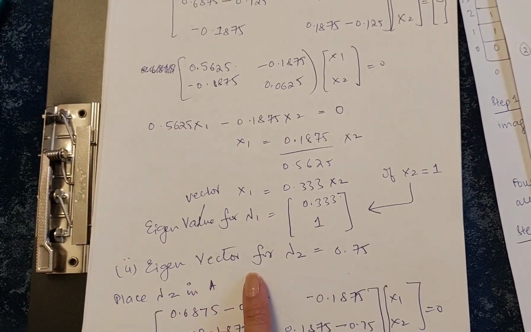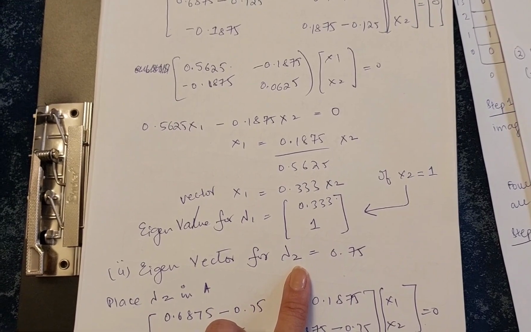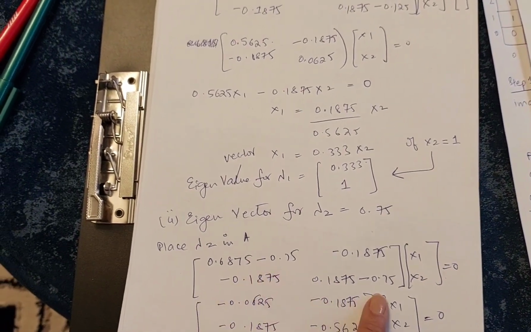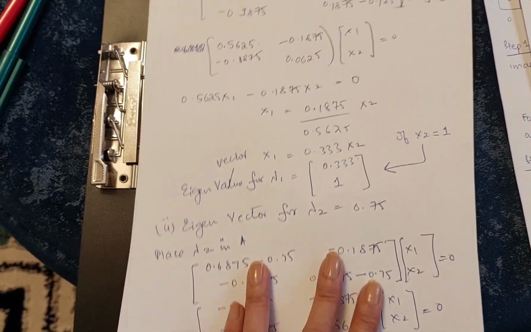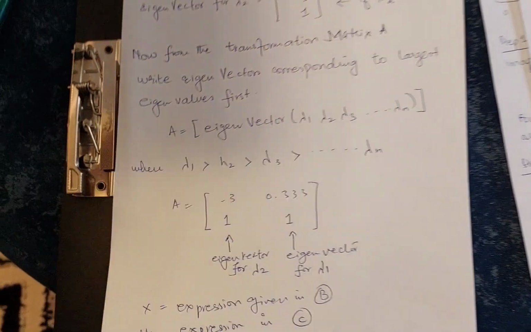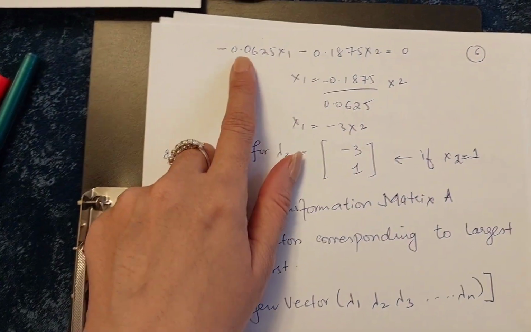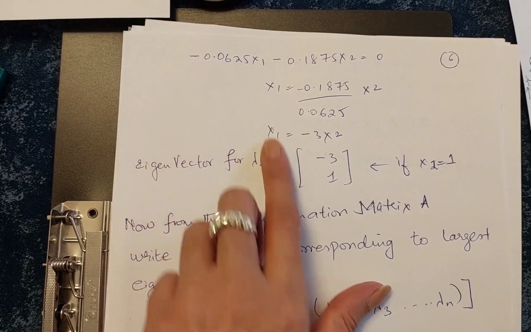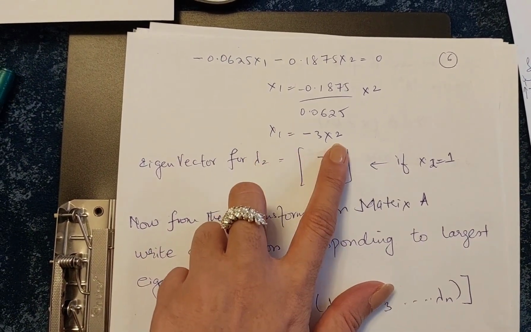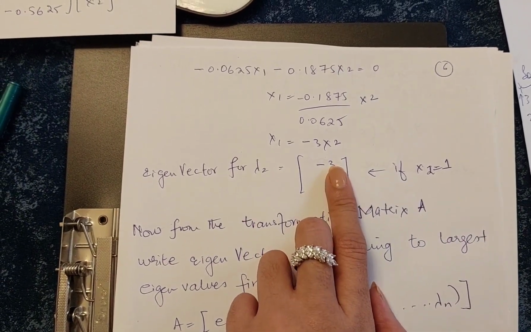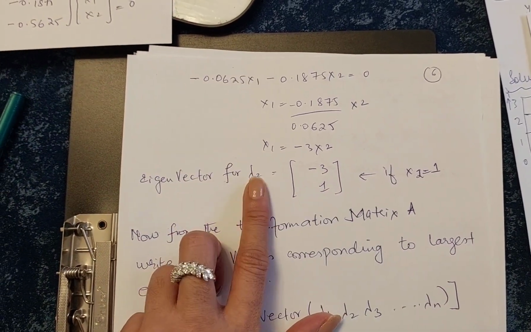Similarly, we can find the eigenvector for the second eigenvalue. We place the value of lambda 2 over there and over there, and multiply it with x1 and x2, and if we do that, we get this equation, and from this equation we can find the value of x1. If x2 is kept as 1, then we get the value of x1. So this is my second eigenvector.